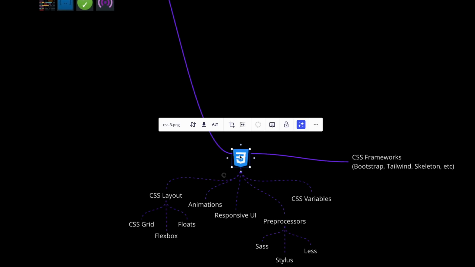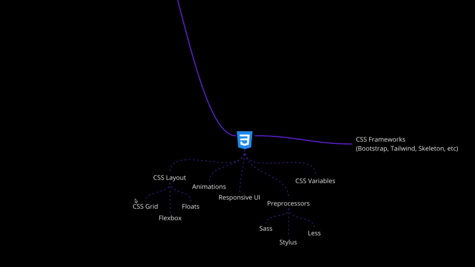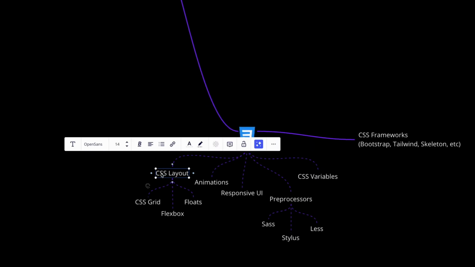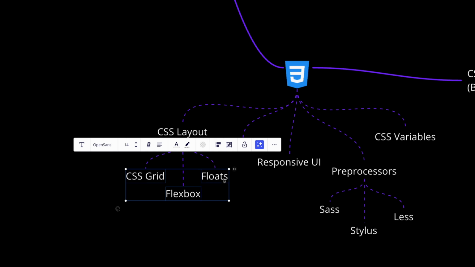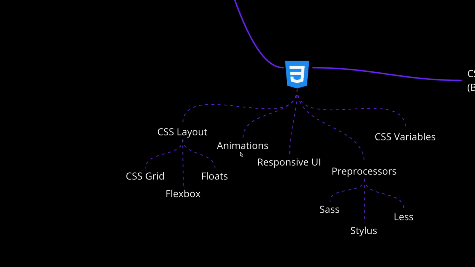CSS is the styling language that brings beauty to the structure of your HTML. For example, with CSS layout, you can control how elements are placed and organized on a screen. This includes CSS grid, flexbox for one-directional positioning, floats and box models, which are used for creating responsive layouts that work on any device.